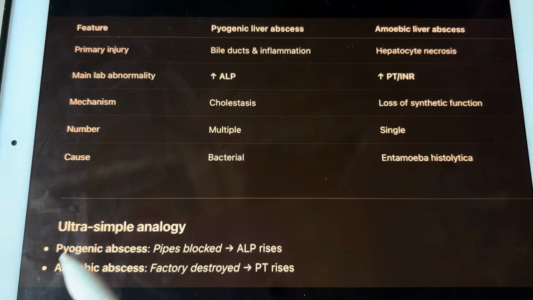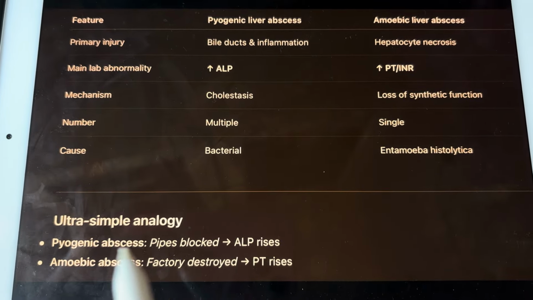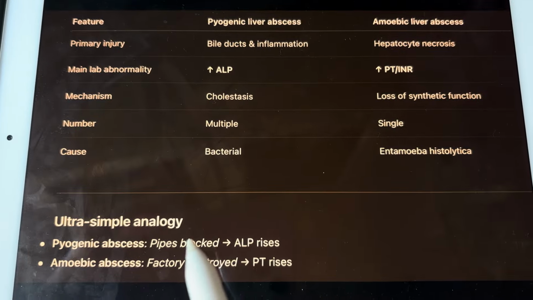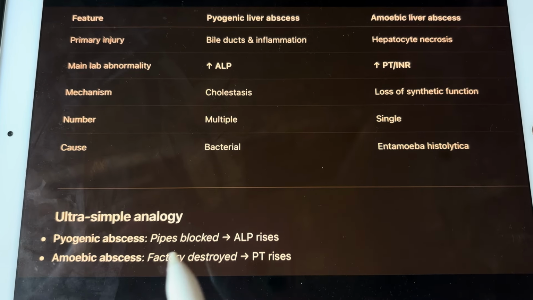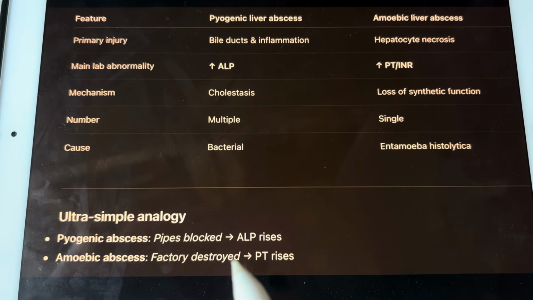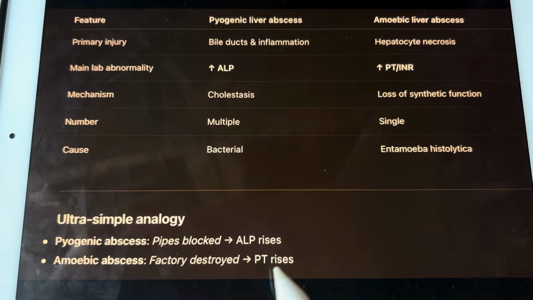Okay, very important, like, very cute thing that I liked was pyogenic liver abscess, pipes is blocked, so ALP rises. Amoebic abscess, the factory is destroyed, right? The hepatocyte is destroyed, which is why PTINR rises.